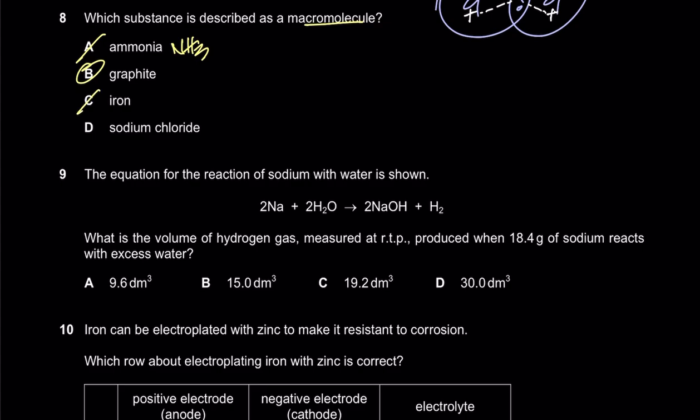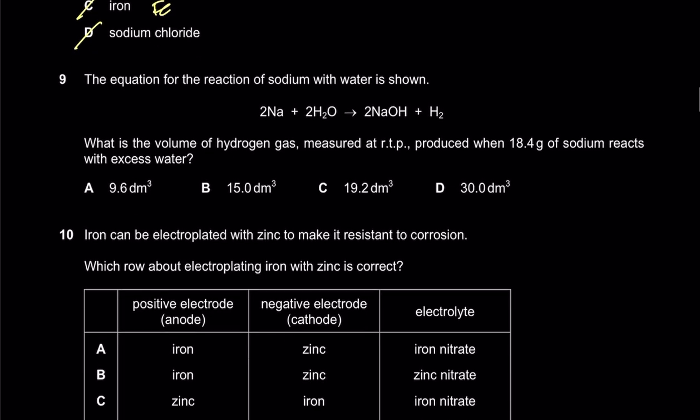And iron is a metal, so it's not a macromolecule, it's a giant metallic lattice. It's not a molecule. And sodium chloride again is a giant ionic lattice. It's a giant ionic compound.